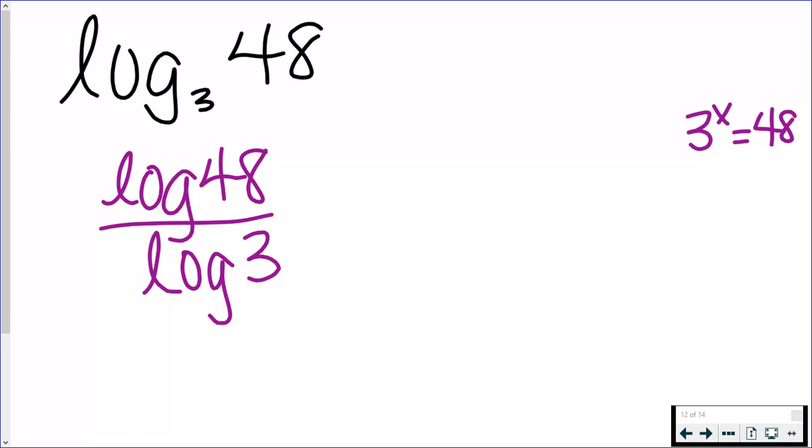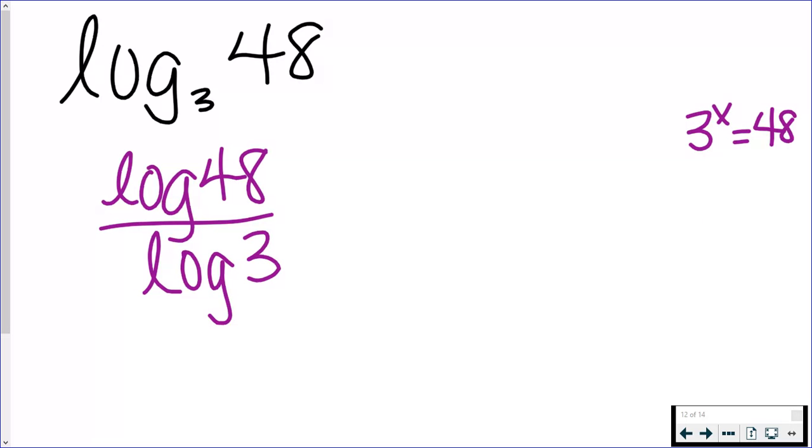However, the log button on your calculator assumes that every log has a base of 10. So if you just do the log of 48 in your calculator, that's going to be the wrong answer because the calculator doesn't know that this has a base of 3. So what you do is the log of 48 divided by the log of 3. So the base is always in the denominator.